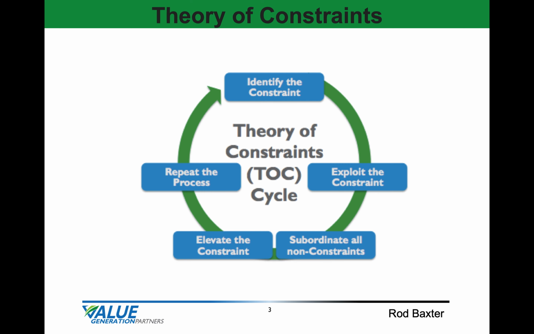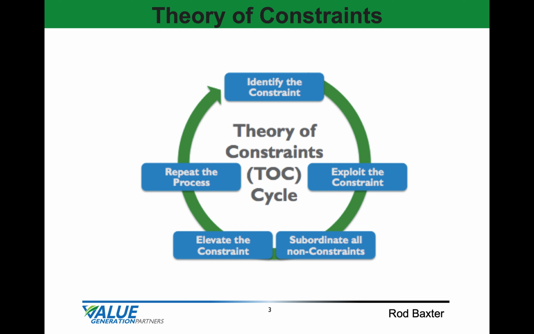So let's look at this theory of constraints cycle. First, we're going to evaluate the current state process and identify constraints that limit achievement of the throughput goal. We'll then exploit those constraints, making small and rapid improvements to the process at the constraint location. We'll subordinate all other steps and activities in the process so that we can focus on the constraint, ensuring they support improvements to the constraint.